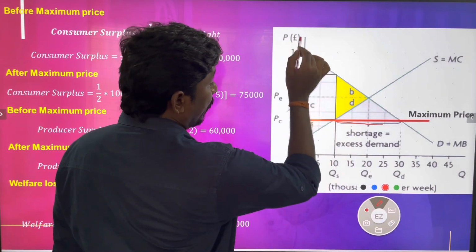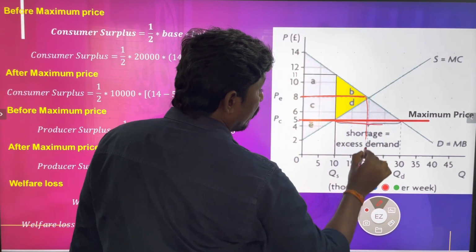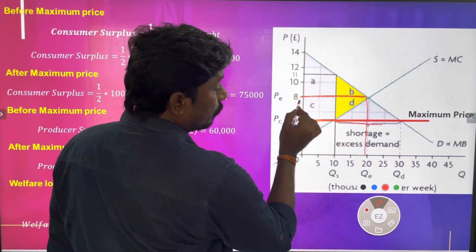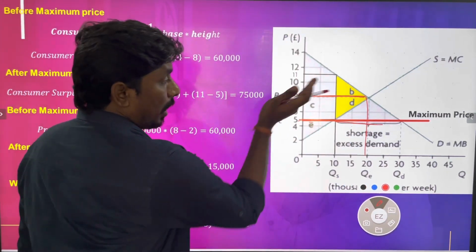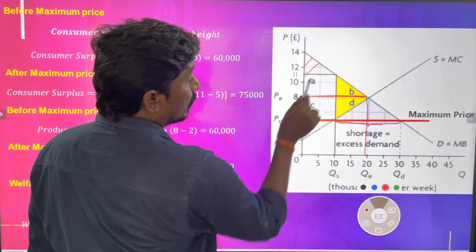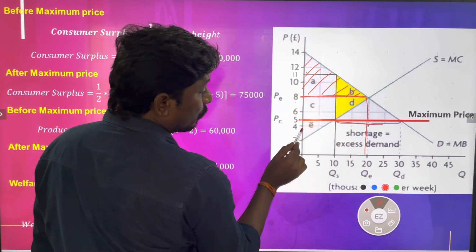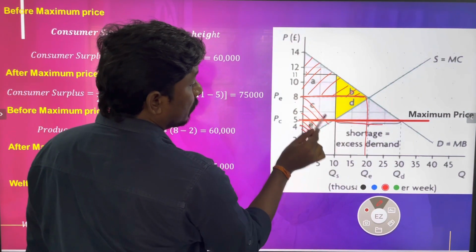So by referring to this diagram, we are assuming the maximum price is at £5. Okay, and this one is the equilibrium price level. So the equilibrium price is £8, and quantity is 20. Above the equilibrium, this portion is said to be the consumer surplus, and below the equilibrium, this portion is said to be the producer surplus, right?